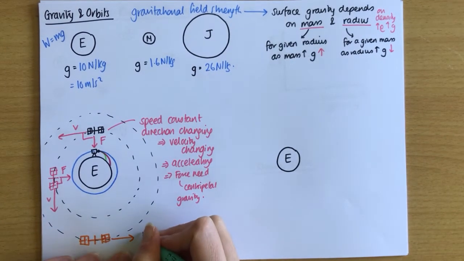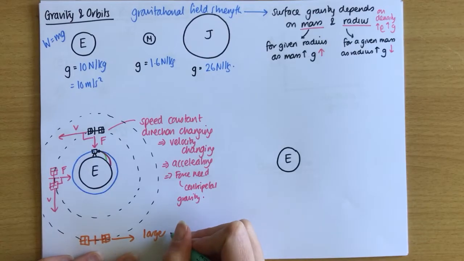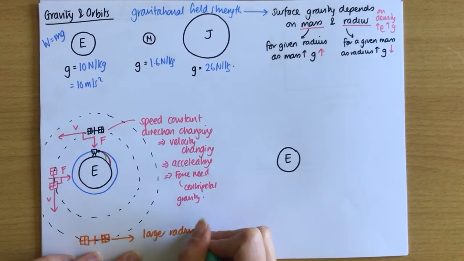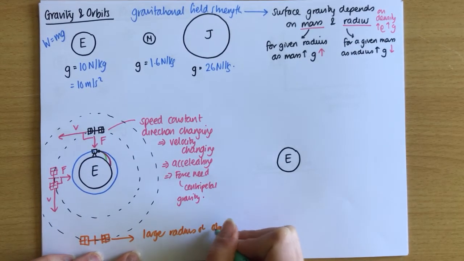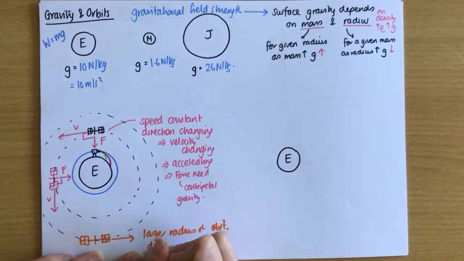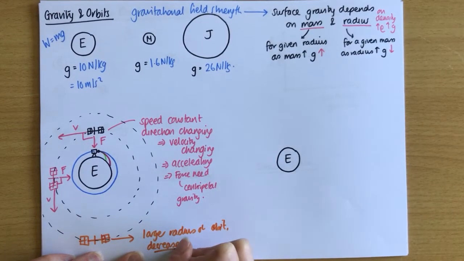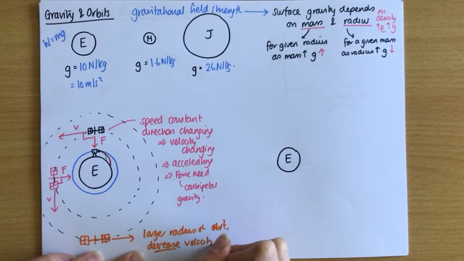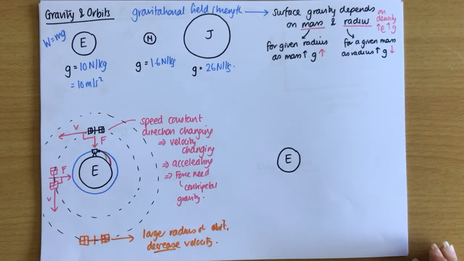And for a larger radius of orbit, I need to decrease the velocity. It needs to go slower. Because there's less gravity, or the gravitational field strength is lower at this point because it's further away from the object.